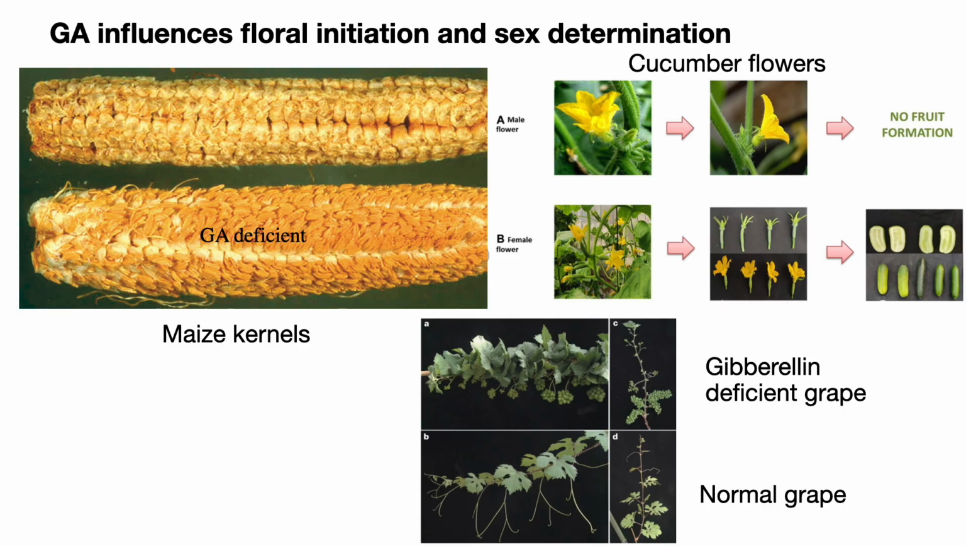Gibberellin can influence sex determination, although its effects vary depending on the plant species, often promoting male flower development in some species like cucumber and female flower development in others like maize. In grapevines, GA inhibits flower development, which results in tendrils in place of flowers. In this figure, you can see in the lower panels normal tendril development in grapes. In the upper panels, the tendrils turn into flowers, which then form fruit in the GA-deficient grape mutant.